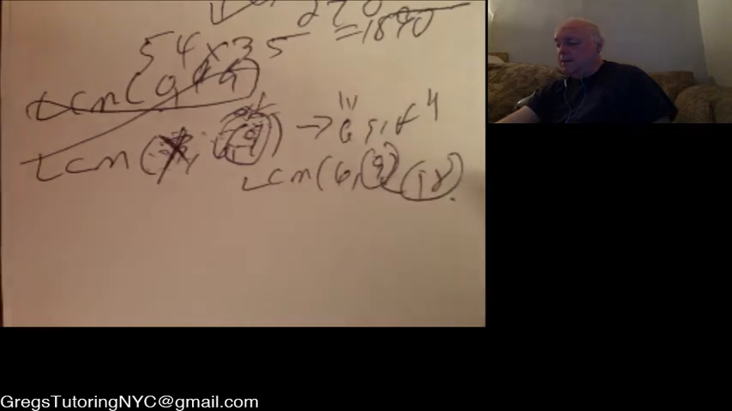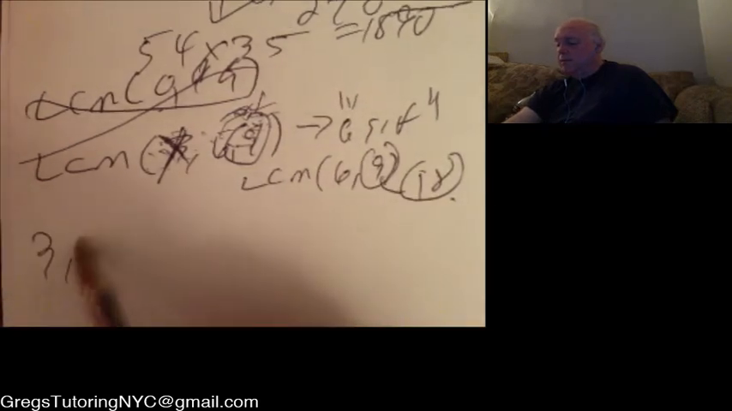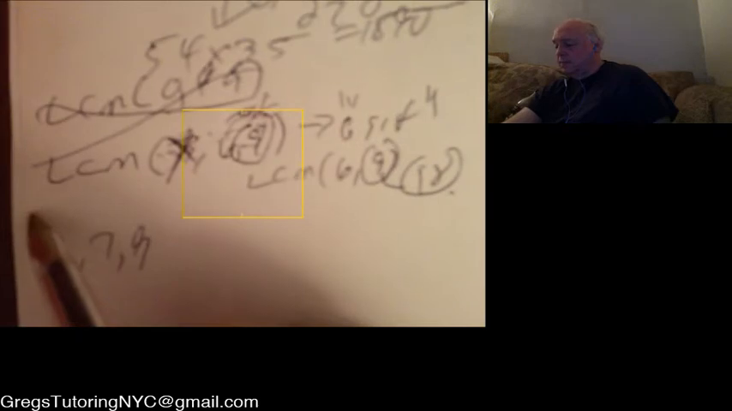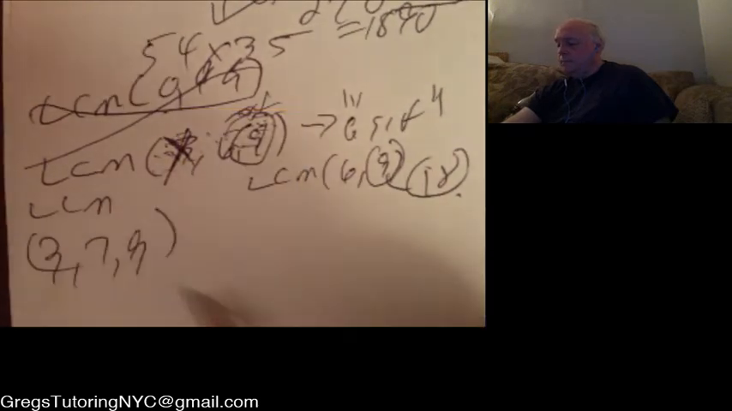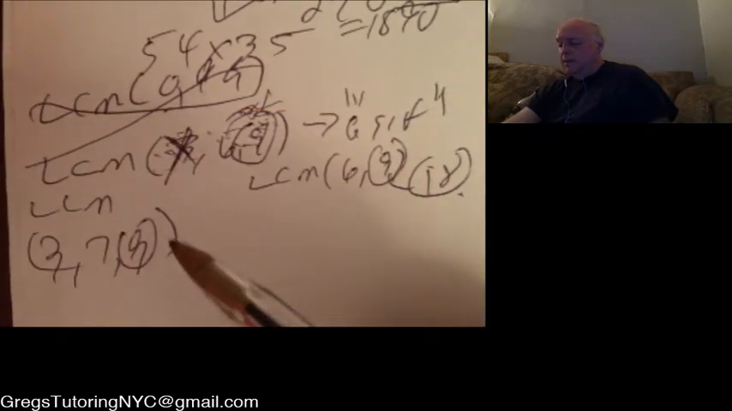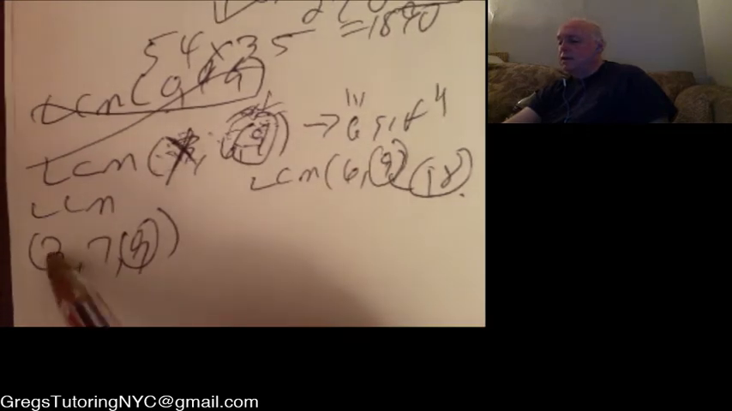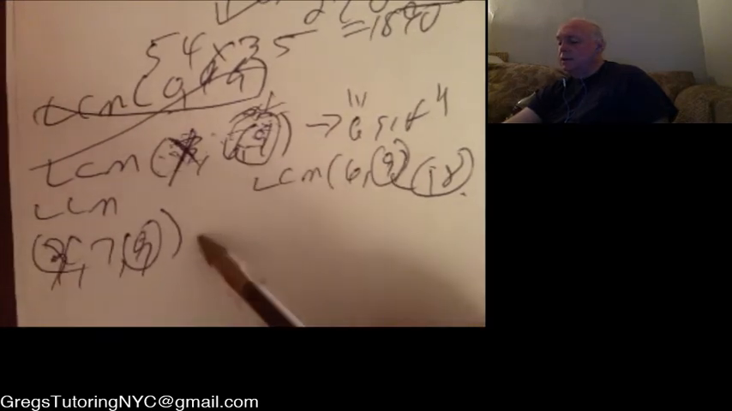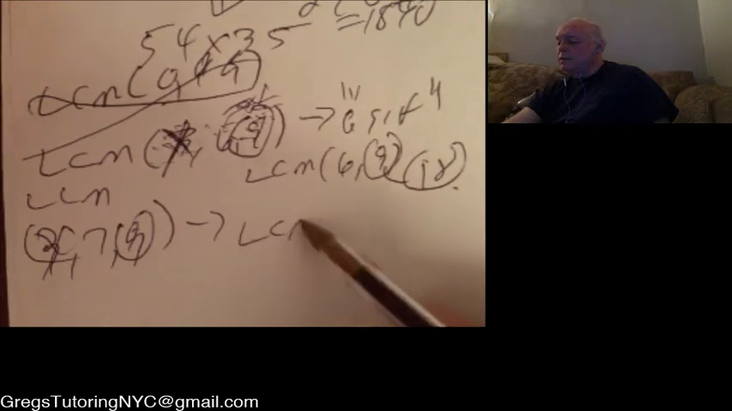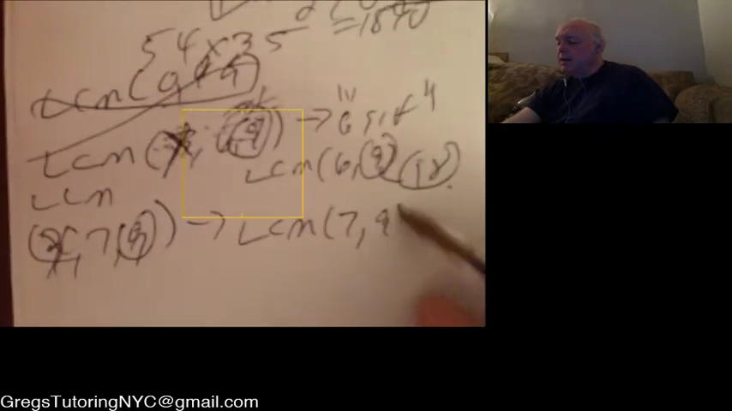That could have been complicated. And it gets that way. So we have 3, 7, and 9. Again, we're doing LCM. We take the larger number. Okay? We're going to do the same process. 3 is a factor, so we're going to get rid of it. So we're going to rewrite this as if it was LCM of 7, 9.